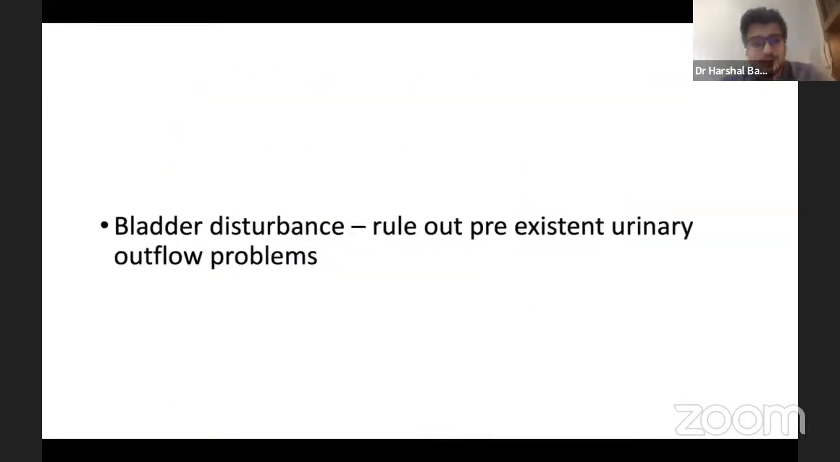Bladder disturbances, again, as I told you, in the 6th or 7th decade. When there's a bladder disturbance, make sure that you rule out other obstructive causes or other urinary causes before putting this on a neurogenic bladder. So that is very important.